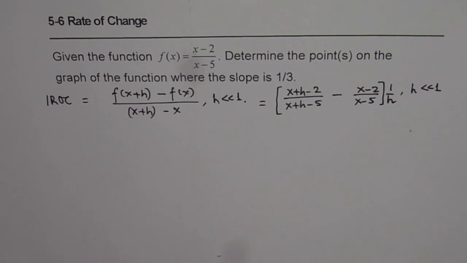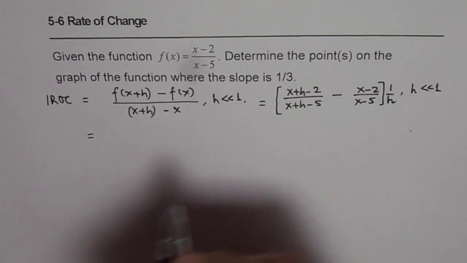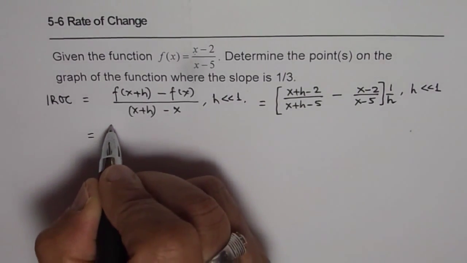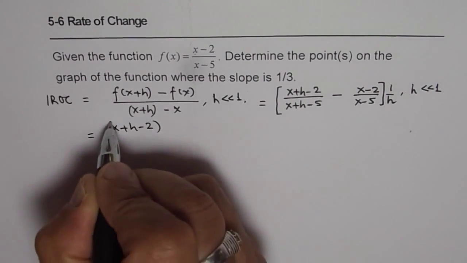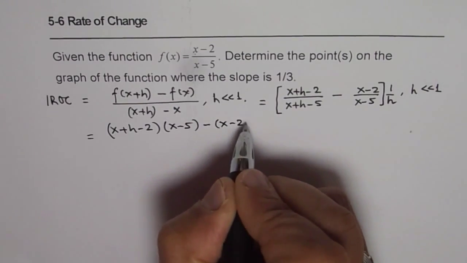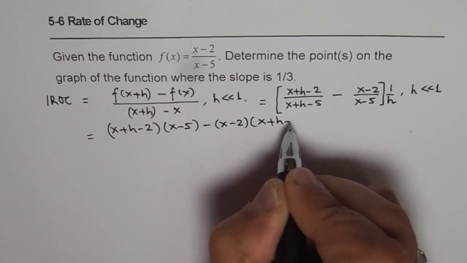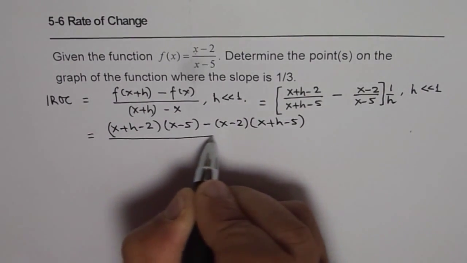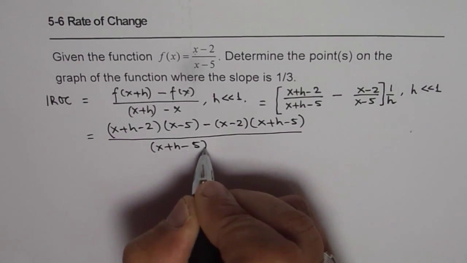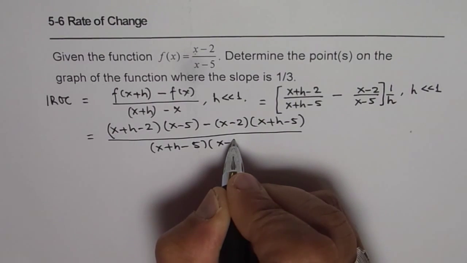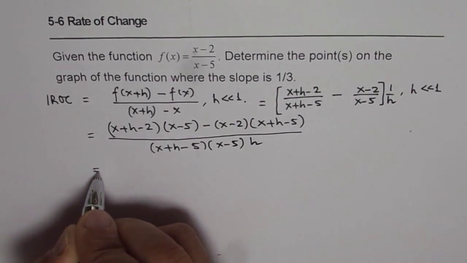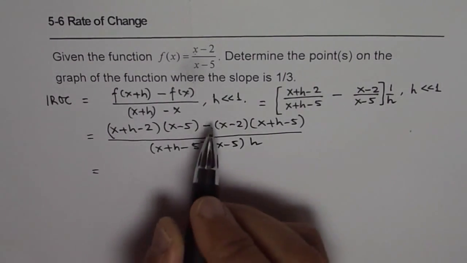Okay. Now let's simplify this expression. So we can take a common denominator and do cross multiplication. So we get (x + h - 2)(x - 5) minus (x - 2)(x + h - 5), and everything is divided by (x + h - 5)(x - 5)h. Is it okay? Now let us expand the numerator and try to simplify.